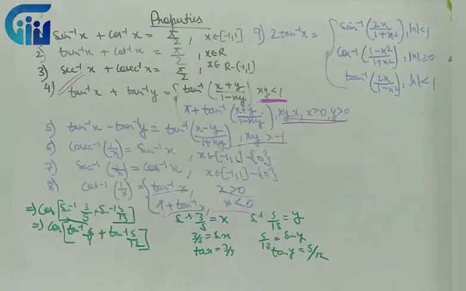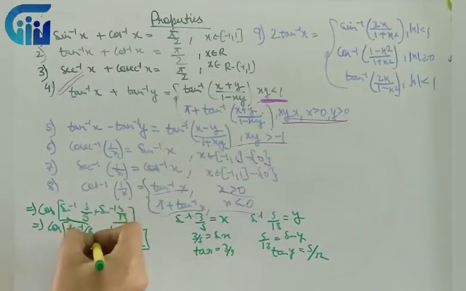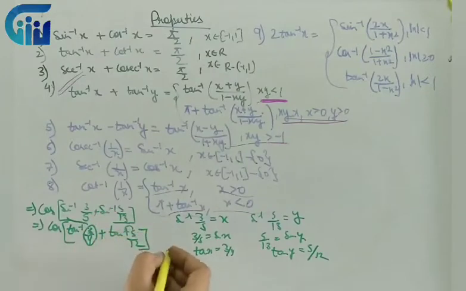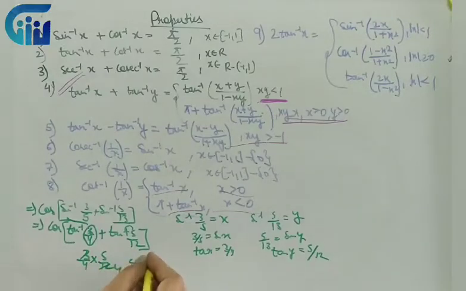Now I can apply the formula of tan inverse x plus tan inverse y. To apply the formula, what is the condition that I have to check? That xy, this angle is x, this angle is y, so xy should be less than 1. So if I multiply 3 by 4 with 5 by 12, it is coming out to be 5 by 16, which is less than 1. So I can comfortably apply this particular formula.